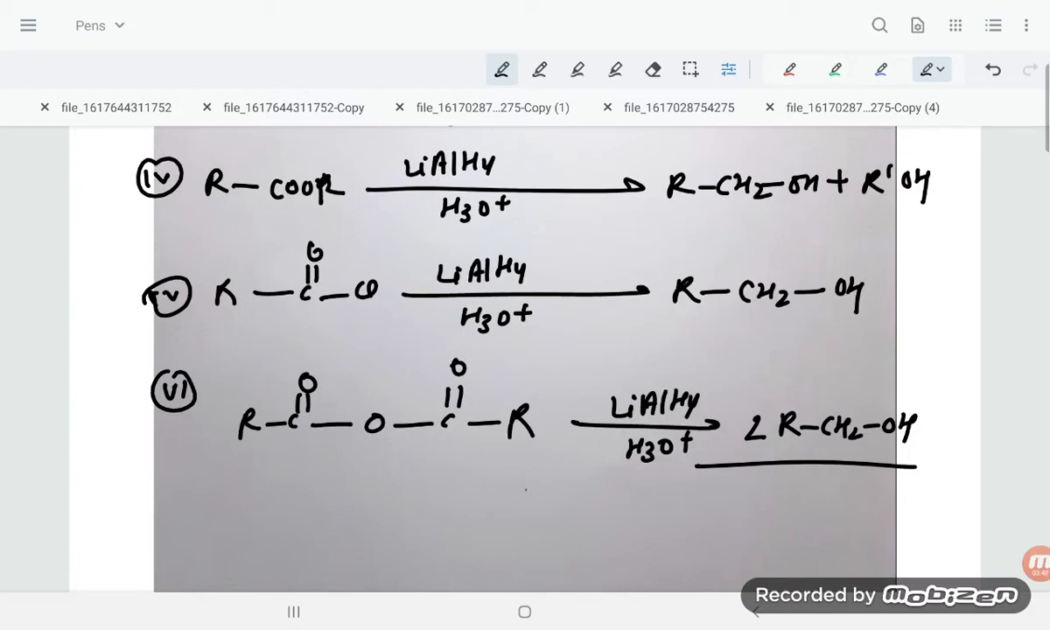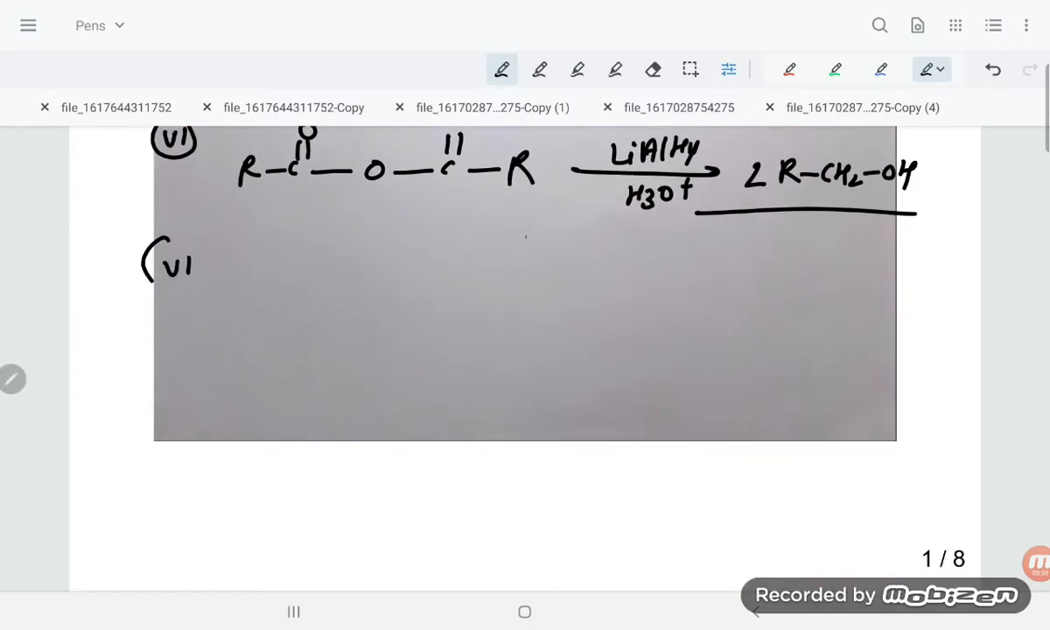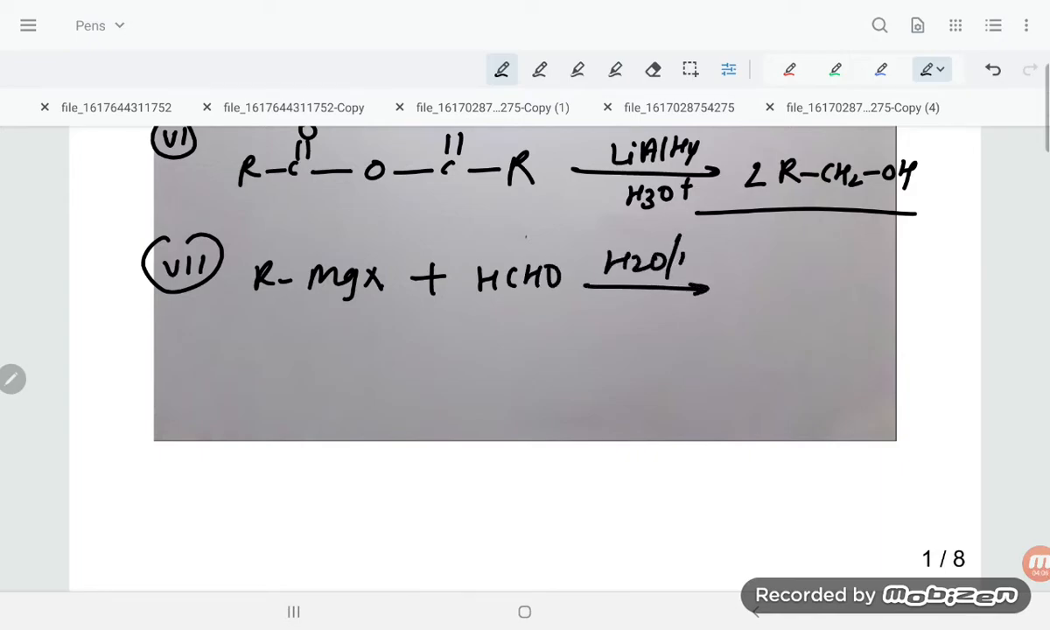Now the other method: from the Grignard reagent you can also prepare alcohols. Let us move to the 7th method. If you have RMgX and you treat it with HCHO, followed by hydrolysis, it will give a 1 degree alcohol.